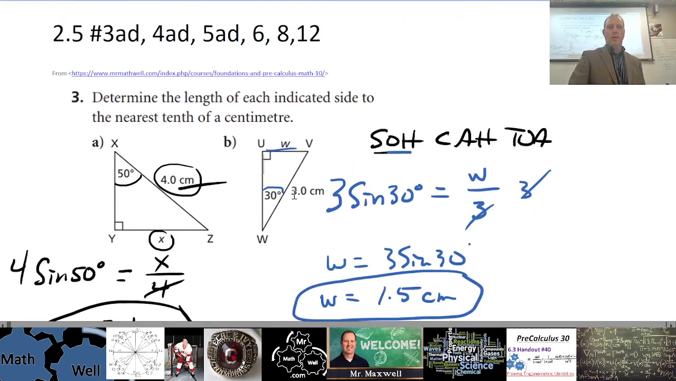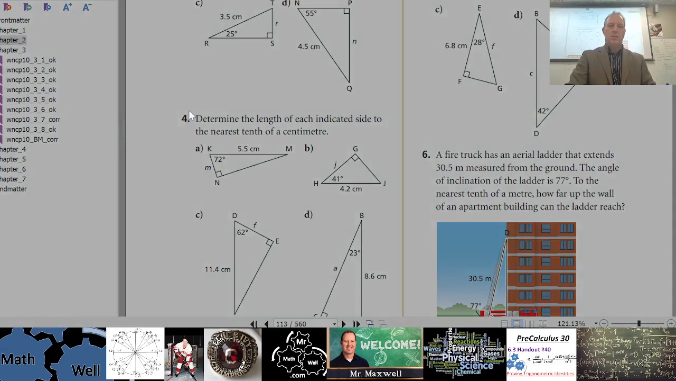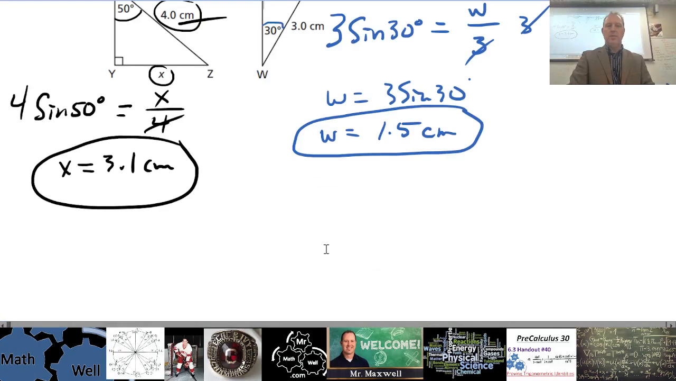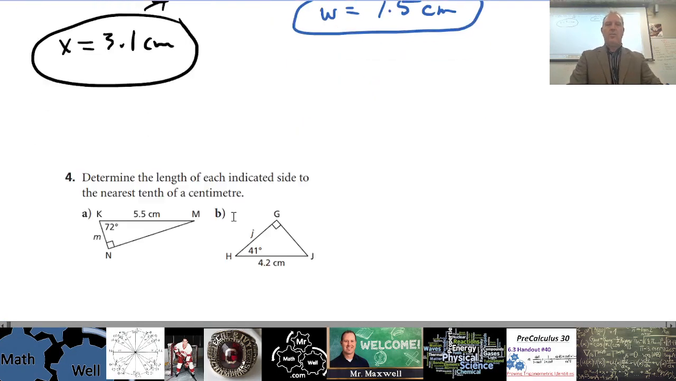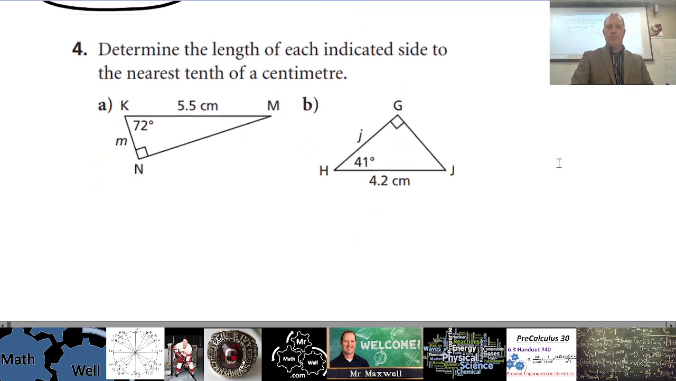All right, so I'll do one from 4 as well. So 4A, I'll do 4A and B. Determine the length of each indicated side to the nearest tenth of a centimeter. So very similar. Let's see what trig function we need to use for this one. Okay. So looking for the side length, nearest tenth. I'm given the angle 72, and I'm asked to find M, which is the adjacent, right? Adjacent side. And I'm given the hypotenuse side.